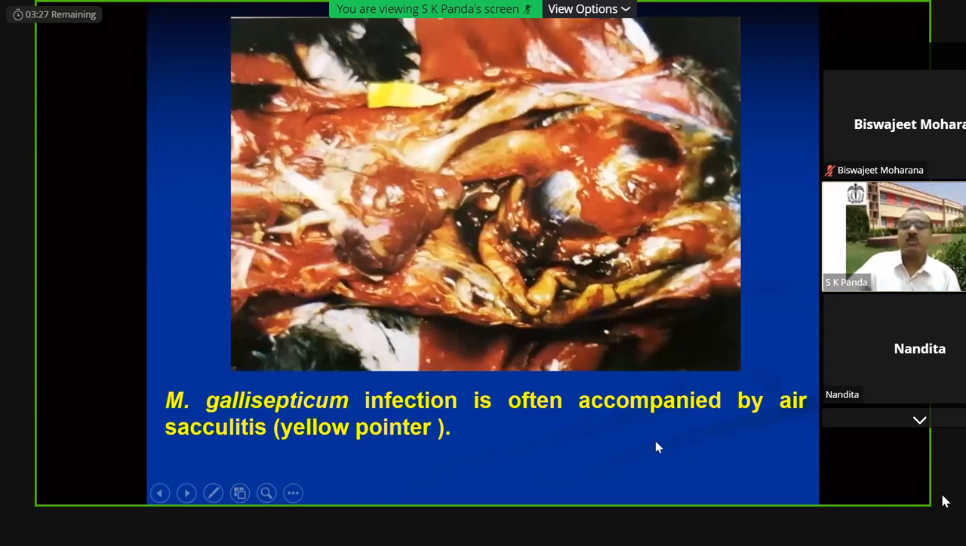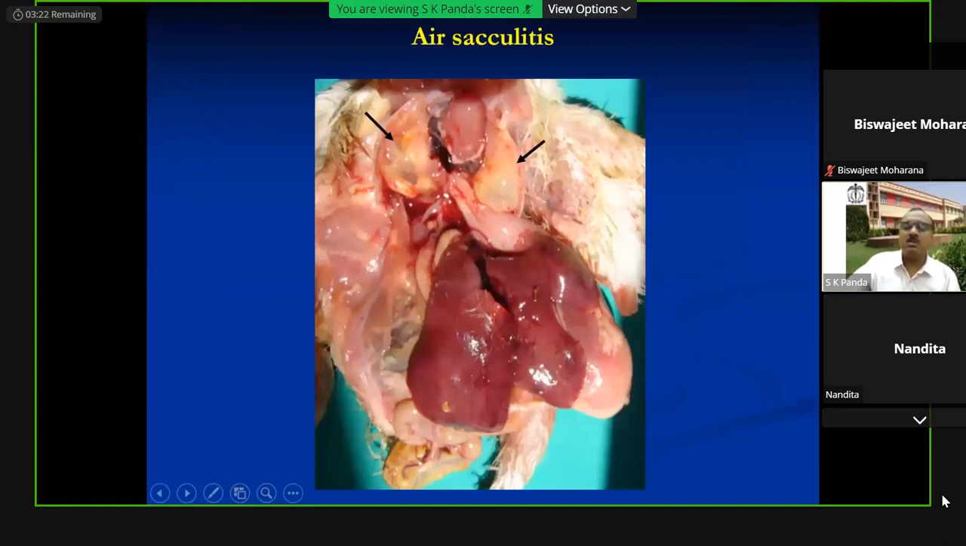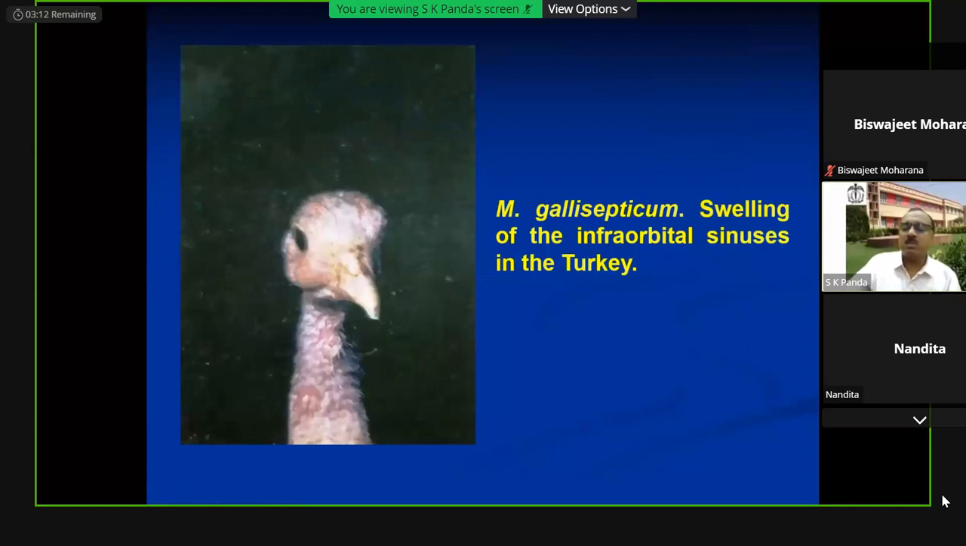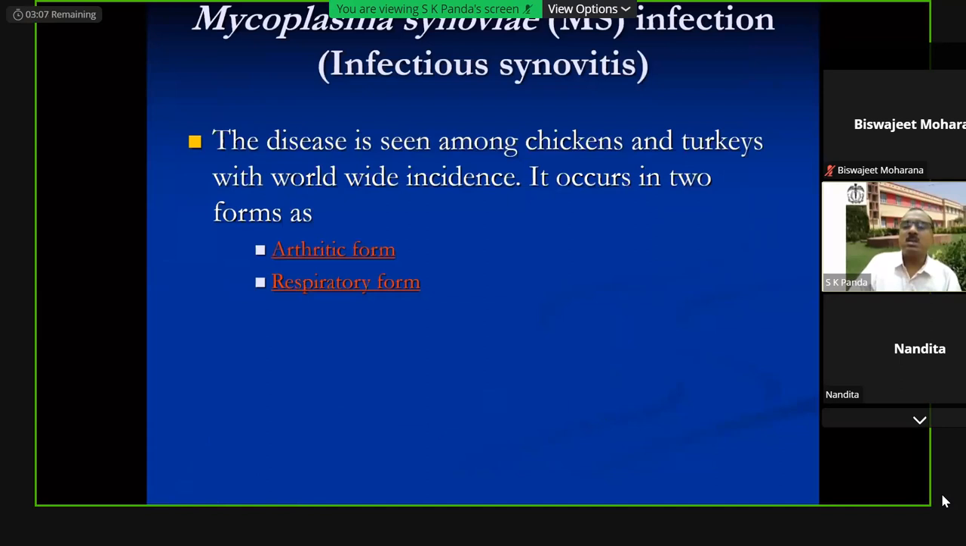You see, this is Mycoplasma gallisepticum, where you find the air sac is thickened. Here you see the air sac, arrow. Even sometimes also exudates in the infraorbital sinus. Swelling of the sinus, pneumonia in the lungs. Then your Mycoplasma synoviae.